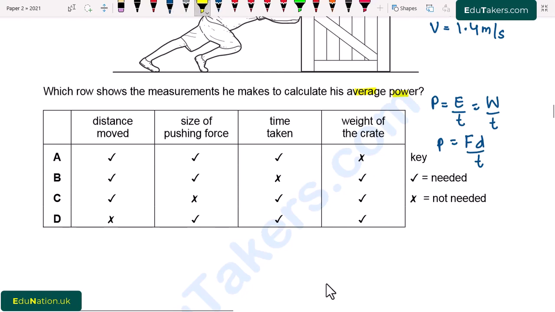So here it is given: distance moved, size of the pushing force, time taken, weight of the crate. So which one of the following is correct? Here tick shows that distance is involved and this cross shows that distance is not involved. From here option A is correct.